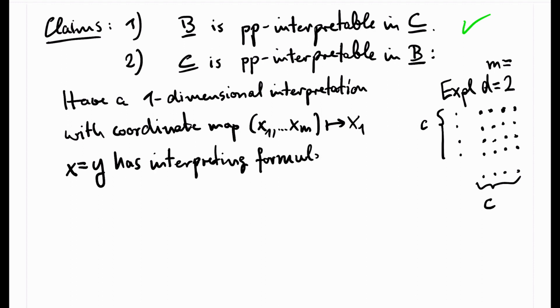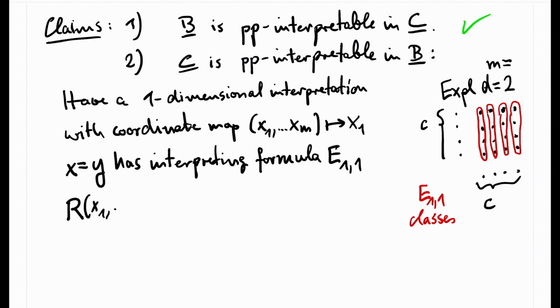To understand why, let's look at a small two-dimensional example. So I'm drawing the elements of B as a little grid. Note that the relation E11 is an equivalence relation on the domain of B, which states that two elements have the same first entry. So E11 holds on two elements of B if and only if the coordinate map sends them to the same element. So this is why E11 applied to x y is an interpreting formula for the atomic formula x equals y in C.